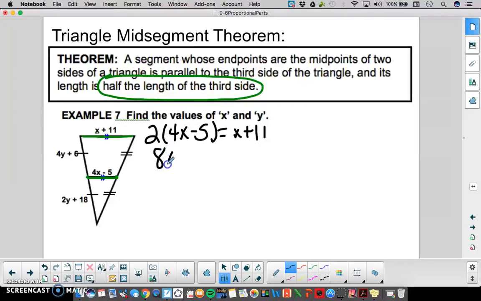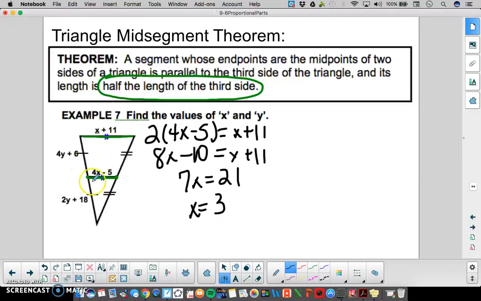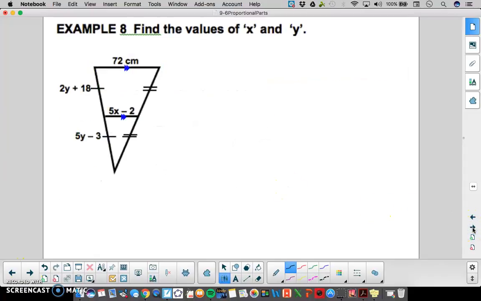So distribute 2, so have 8x minus 10 equals x plus 11. And then subtract x from both sides and add 10 and get 7x equals 21. So x equals 3. To solve for y, we know these pieces are congruent, so set those equal. So you guys go ahead and solve for y, and then try example 8. And we'll look at example 8 tomorrow in class.